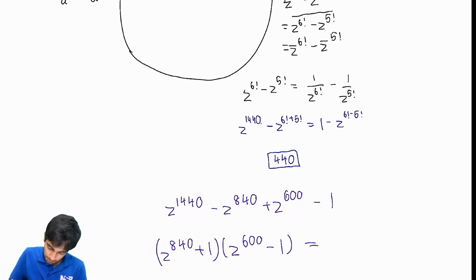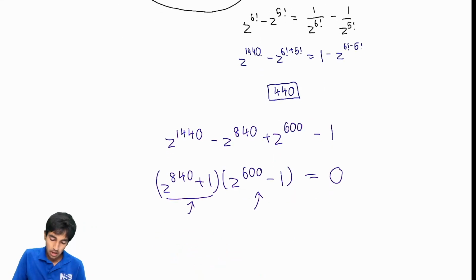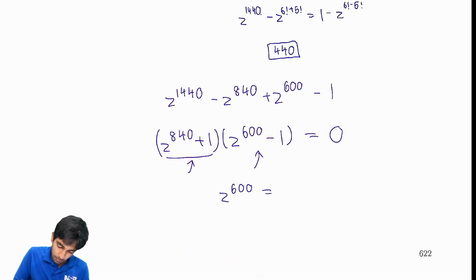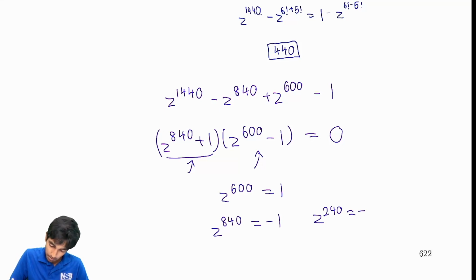Okay, so the question is, now take a look at all of these roots and all of these roots. So if z to the 600 is 1, and z to the 840 is minus 1, is that even possible? We'll take a look. If this is the case, then we also have z to the 240 is minus 1 by just dividing. But then we would have z to the 480 is 1 by squaring. And then we divide this equation by this equation. We get z to the 120 is 1. But then that z to the 240 is 1.